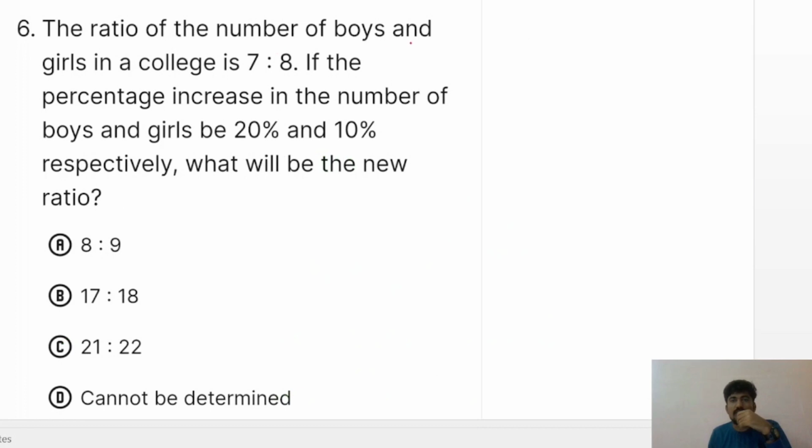The ratio of the number of boys and girls in a college is 7:8. If the percentage increases in the number of boys and girls be 20% and 10% respectively. Here boys 20% increased, girls 10% increased. Then the final ratio after increasing this.